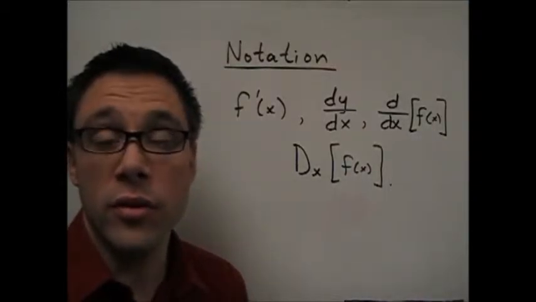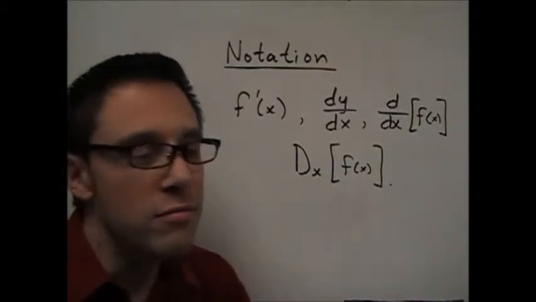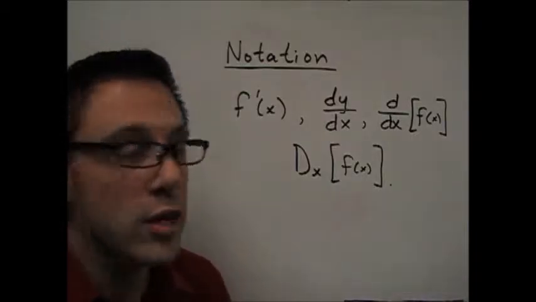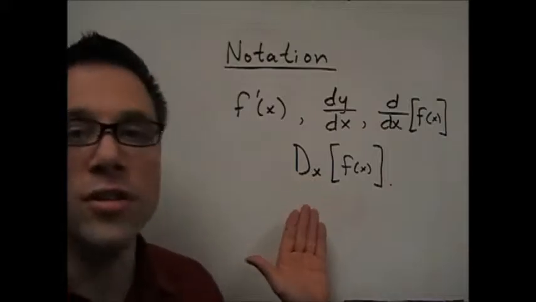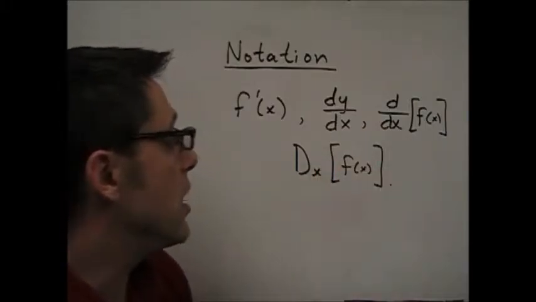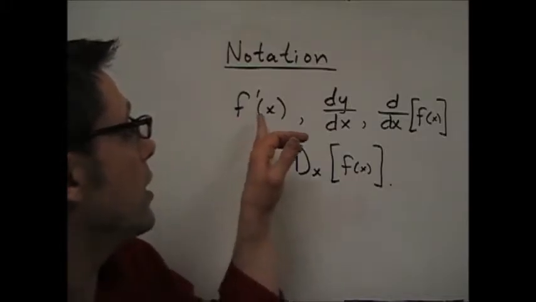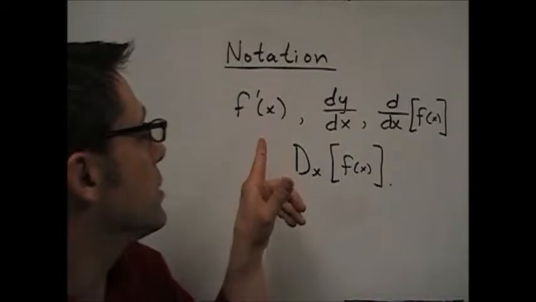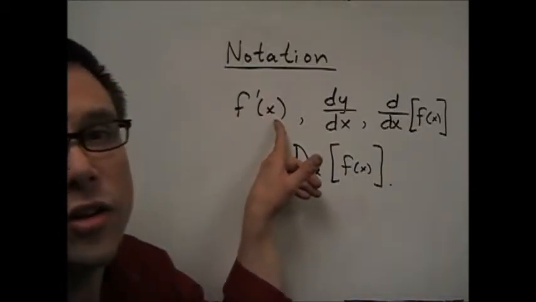Now, it turns out the derivative is so important that we have many different ways of expressing the derivative of a function. So all of these expressions are equivalent. It's just a different way of expressing the idea of a derivative. That is, we can write it as f prime of x. You see the prime here. That means we're differentiating the function y with respect to the input x.